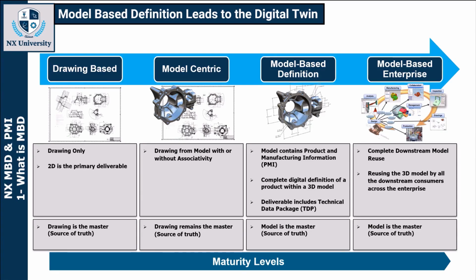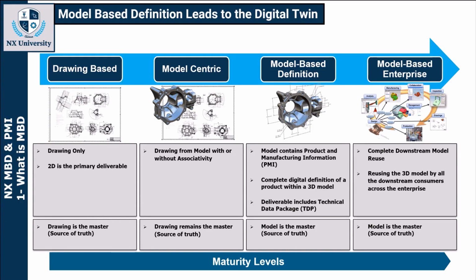If we look over to the right of that, the model-centric based setup, this is a drawing from model with or without associativity. So we create that 3D model, we generate the drawing, and we create the dimensions going to the drawing view edges, things like that inside those views. But there's still a large area of human error that could take place here. So the drawing is going to remain the master or the source of truth here with the model-centric type setup.